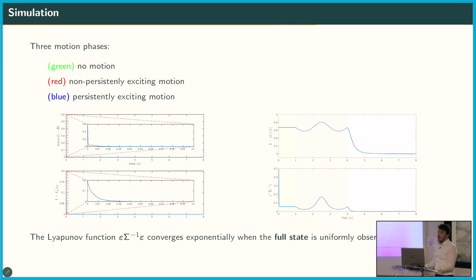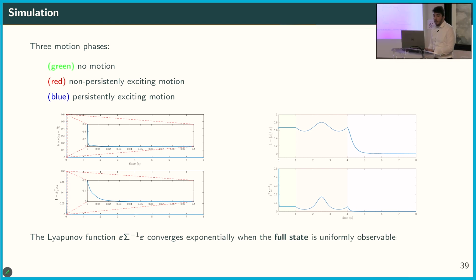Just to validate this using simulations, we run a simulation in 3 phases. We have a phase with no motion at all, then a non-persistently exciting motion, where the camera moves on this axis, and then a persistently exciting motion. We can see here that the error on the orientation and the direction converges directly. However, the magnitude does not converge at all in the no motion phase, and still does not converge in the non-persistently exciting motion. But the moment we have a persistently exciting motion, we can see that it rapidly converges to 0.